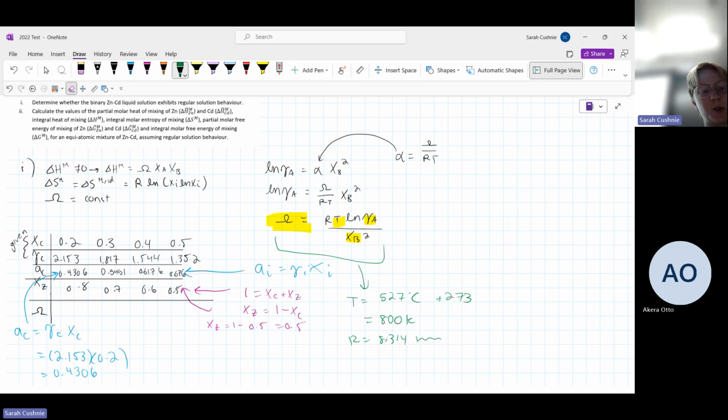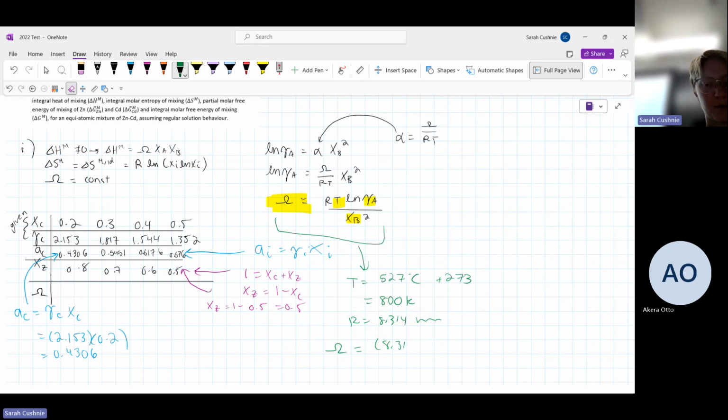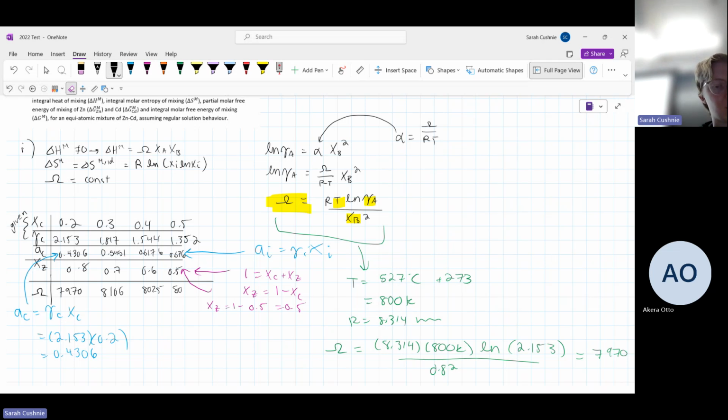And now what we can do is just sub in these values. So for example, for the first value, we're going to say omega is equal to 8.314 times 800 Kelvin times ln gamma A, which is 2.153. And we're going to divide that by xb squared, which in this case is xz. That's going to be 0.8 squared. If you were to calculate that, you would get a value of 7970. So you do that for all of the values, 8106, 8025, 8024.